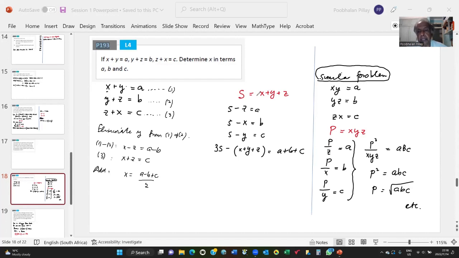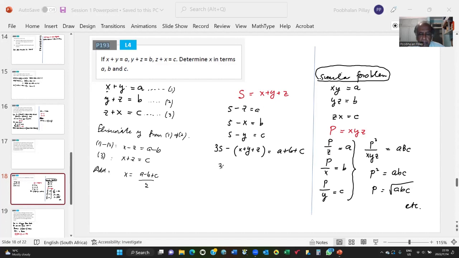There is another way of doing this, where you exploit the symmetry of these equations. What you do is you give a name to the sum of all the 3 unknowns, s equals x plus y plus z. And the moment you do that, this thing here becomes s minus z, this becomes s minus x, and this is s minus y. And there you have these 3 equations. S is the sum. If you add on both sides, you'll get 3s minus x plus y plus z, and that is s itself.